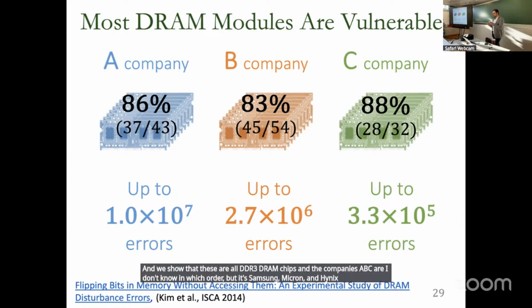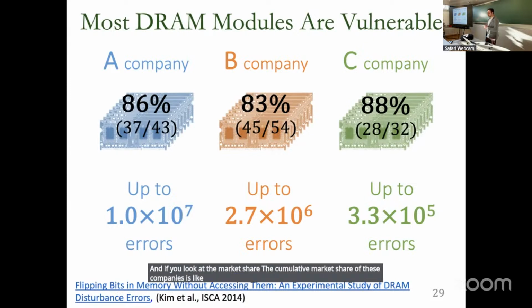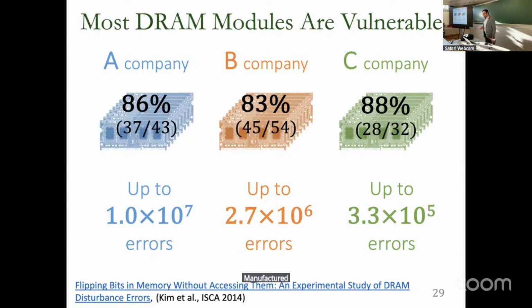These are the major manufacturers of DRAM chips today worldwide. If you look at the cumulative market share of these companies, it's more than 96% or something like that. So today, if you go to Galaxus and Digitec and buy a DRAM module, you will probably end up with a chip manufactured by these guys. And we show that more than 80% of the DRAM chips are vulnerable to this phenomenon.